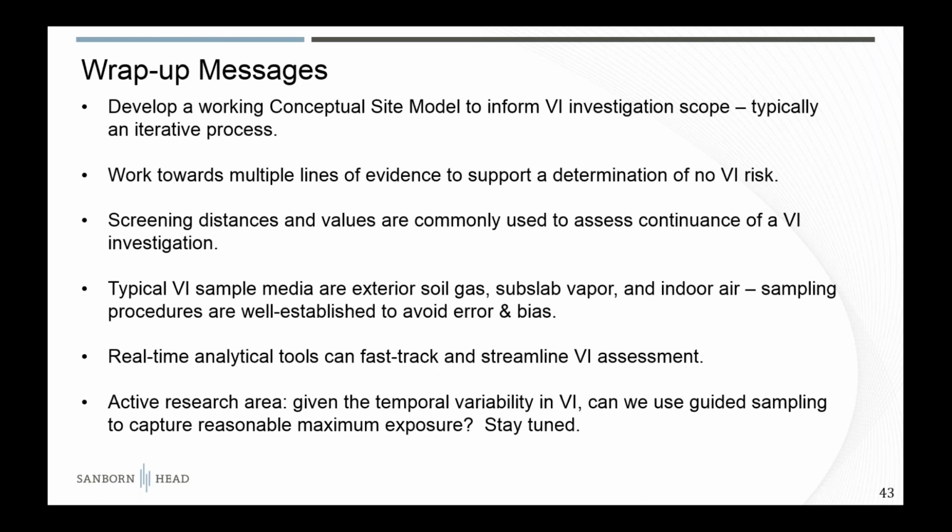Definitely an iterative process, and if you're going to rule out the VI pathway, you're going to need multiple lines of evidence. Screening distances and values are common ways to do that. We talked about all the different ways to sample soil gas and indoor air. There are good, well-established procedures available to do that, particularly in the Massachusetts and the New Jersey guidance documents. But don't forget the real-time analytical tools. They can really speed things along and get you where you need to go much quicker than the traditional collect your subslab and indoor air samples.